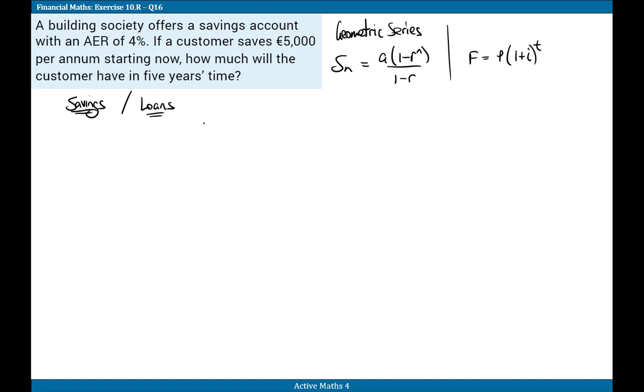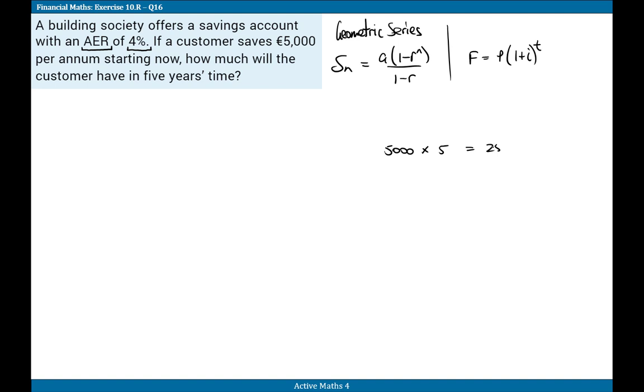So the first two questions we're going to look at are going to be savings type questions, let's call them. Okay, so this first question, we're told that there's a building society. It's offering a savings account that has an AER, so annual equivalent rate, so basically a yearly interest rate of 4%. So if a customer saves 5,000 per year, per annum, starting now, how much will the customer have in 5 years' time?